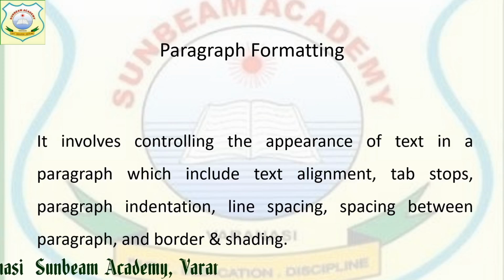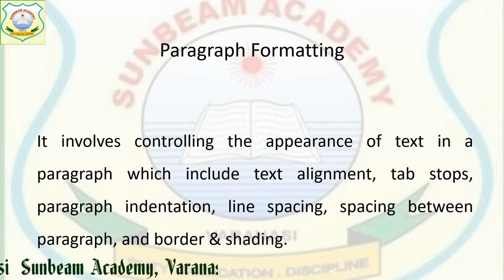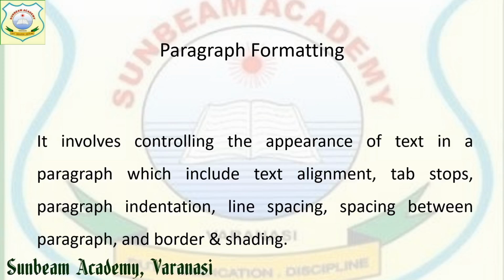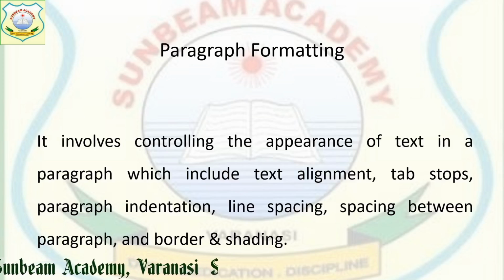Next is paragraph formatting. Paragraph formatting is applied to the complete paragraph, in which there is text alignment, how our paragraph will flow, whether it will be left aligned, right aligned, center aligned or justified. Then tab stops. A tab stop is a position. After setting it, whenever we start to write text, it will start from the tab setting. It's actually a column setting. From there your text will start.